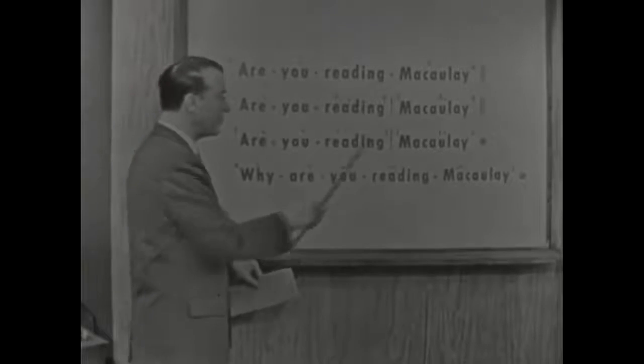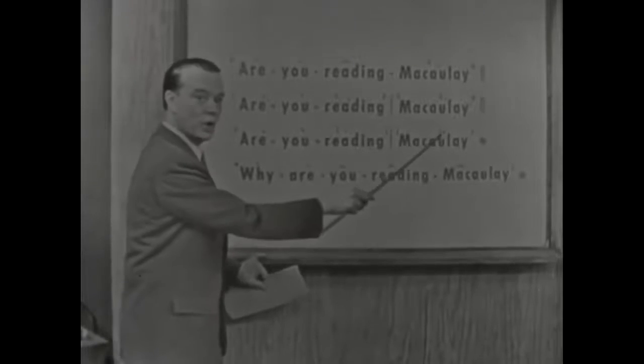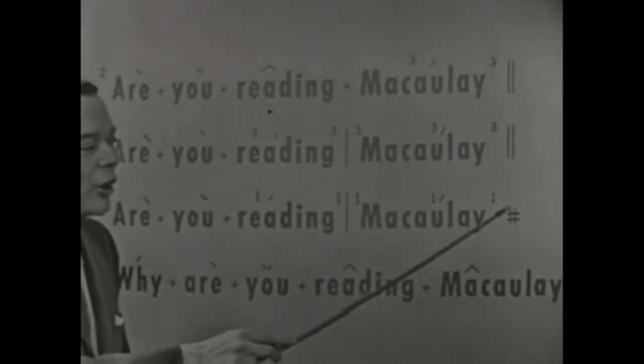Now, here's an example of pitch 1, very rapidly. "Are you reading, Macaulay?" Here again, 2 intonation patterns. I'm still talking to a man named Macaulay. I have a single bar there, and I've come down to pitch 1 at this point. And over here, I've gone off into my double cross juncture, a gradual fading off into silence, and a gradual diminution of intensity.